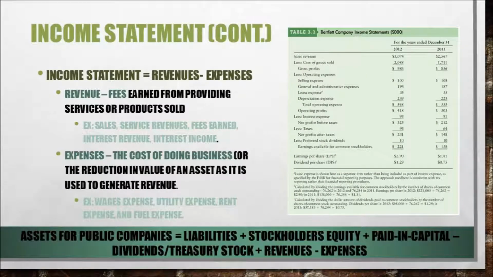On this next slide, there's a lot of information, so just bear with. But on the left and even on the bottom, there's a lot of formulas that are used to get the income statement. So the income statement equals revenues minus expenses. A revenue is fees earned from providing services or products sold, like sales revenues, etc. Expenses are the cost of doing business, or the reduction in value of an asset as it is used during a generate revenue, like wages expense, utility expenses, etc.